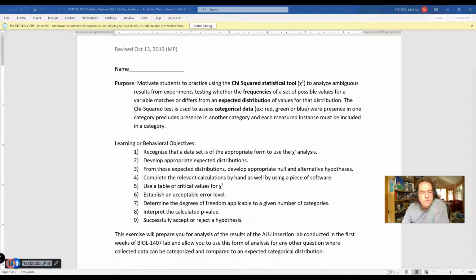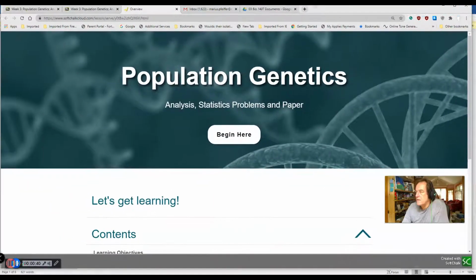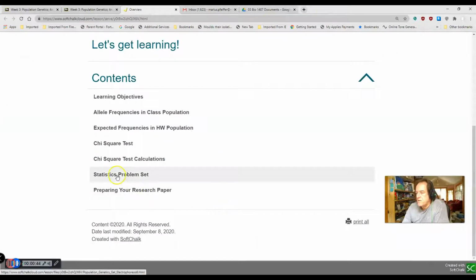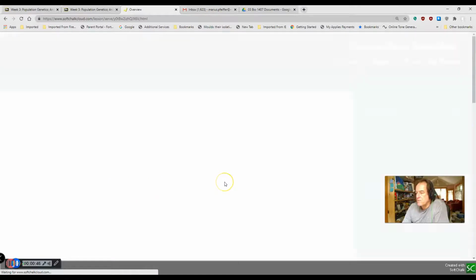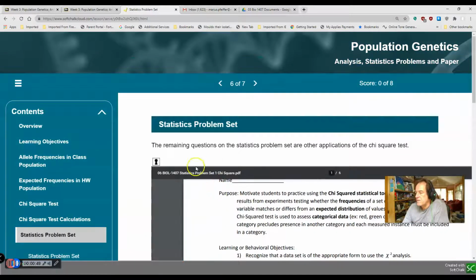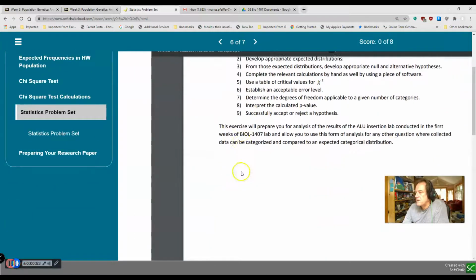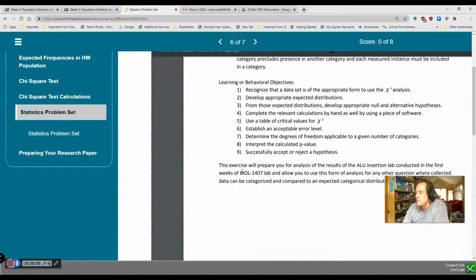If you take a look at the third lesson in Biology 1407, and you go down towards the bottom, there's a statistics set right here. This is the one. Some students have been writing asking, where is this? How do I get it? Well, here it is. All right.